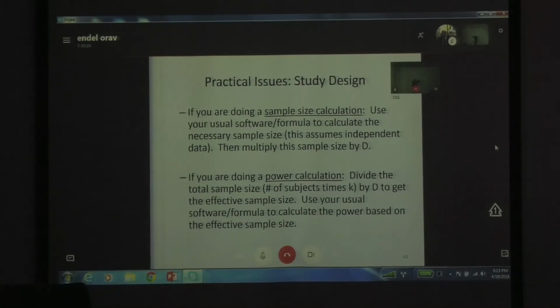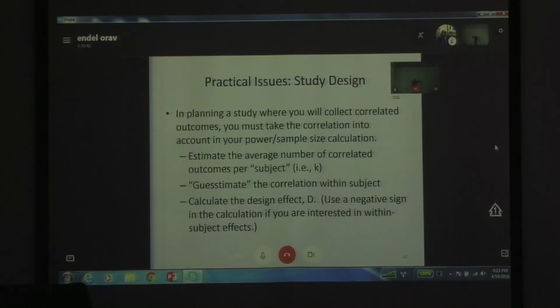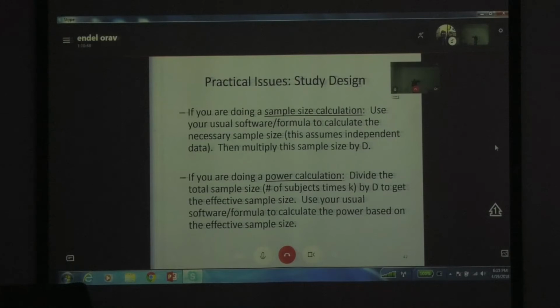So once you've seen that value D, it's not that it's easy to get. K is easy to get, but the correlation will be a guesstimate. Once you have D, then you just adjust the sample size by D, and use the usual formula for the power. So that's how you adjust the study design.